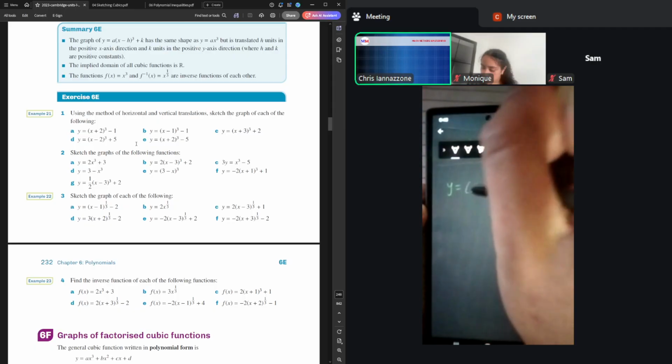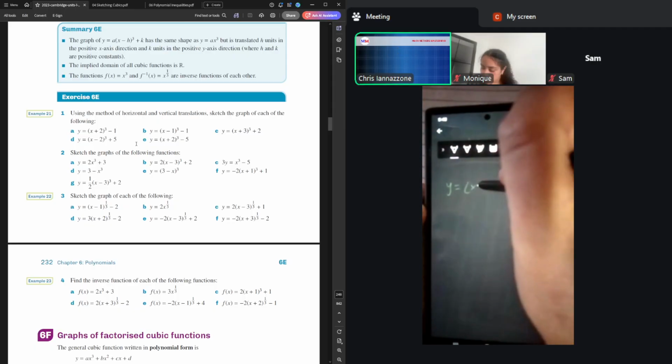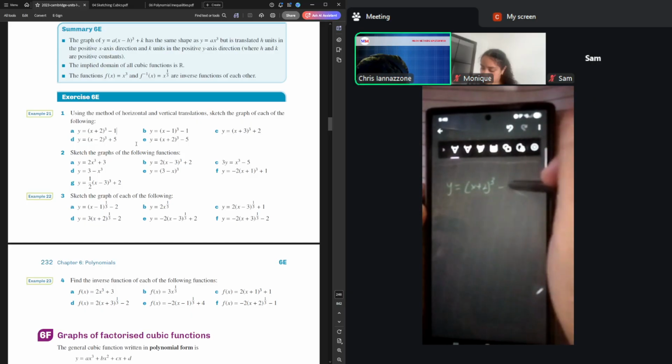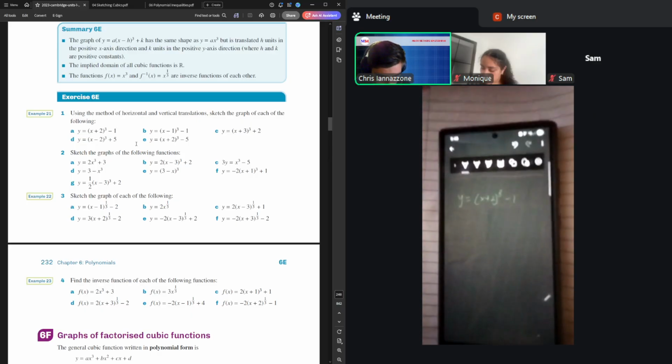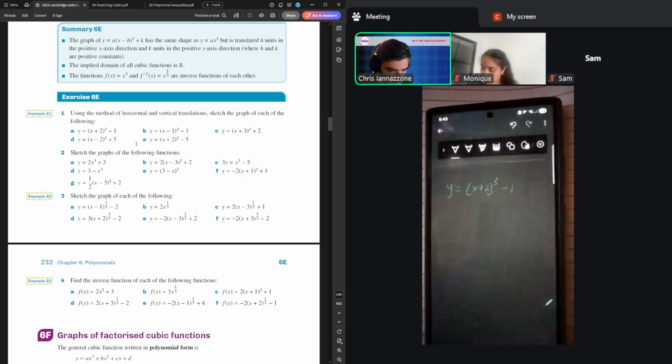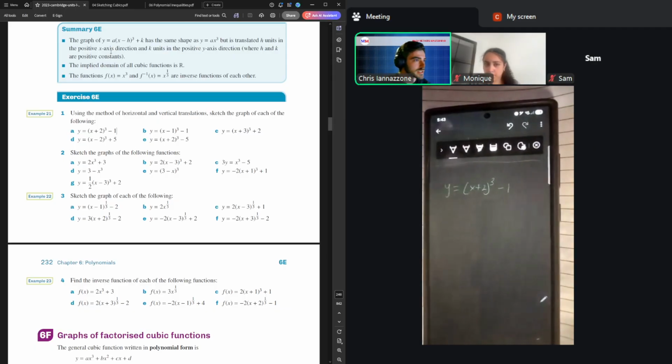Then we're going to have a look at x plus 2. I guess I don't even have to pick one from the book. They're all the same. I could just make one up if I really wanted to. Okay, cool. So that is the cubic which we will be trying to sketch.